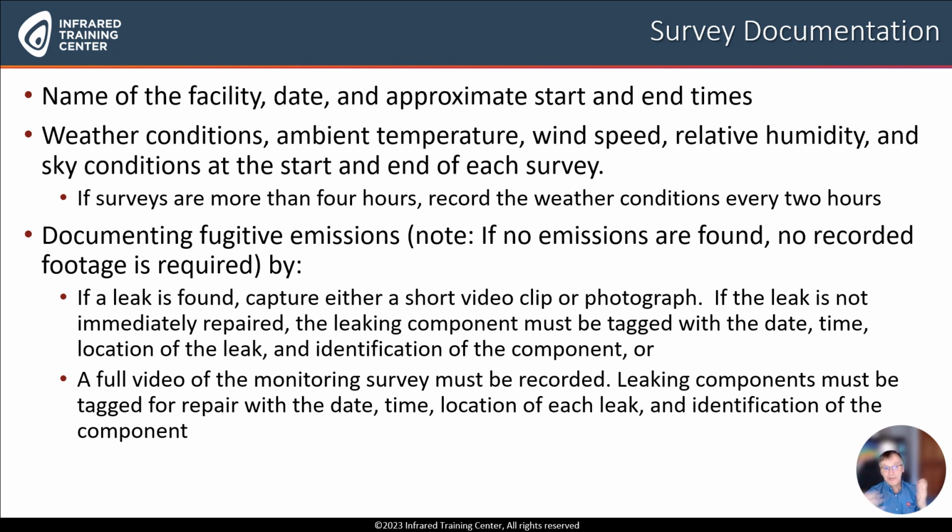Okay, so they give you a couple of options here, but many folks go out and they find a small leak and they repair it. And it says here, if the leak is not immediately repaired, it must be tagged. Okay, so you have to document the leak and then you repair it. But once it's been repaired, unless you have something internal, you do not have to tag it.